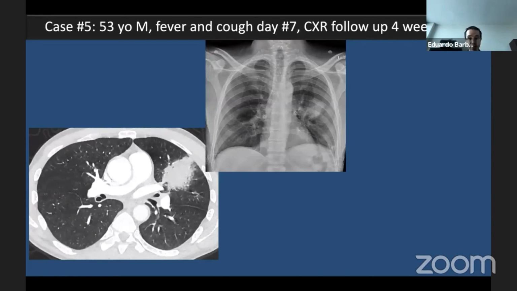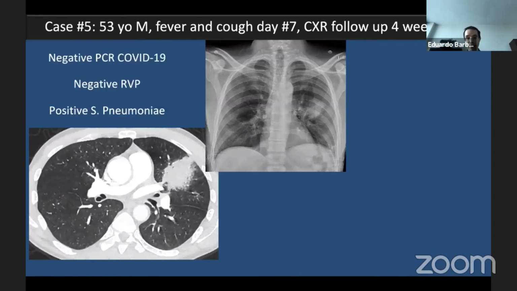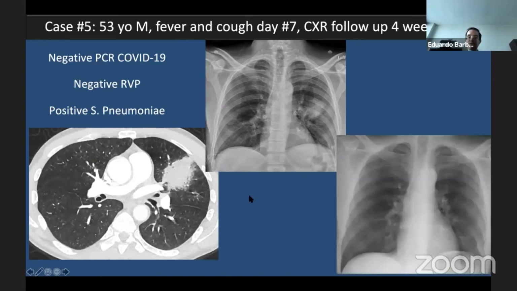But the patient was tested, and the PCR for COVID-19 came back negative. Also, we did a respiratory viral panel, which also came back negative. This patient tested positive for a bacterial infection, Streptococcus pneumoniae, which is a very common cause of bacterial pneumonia. The patient was treated, and you can see the chest radiograph performed 4 weeks later is completely normal. So this resolved with antibiotics.